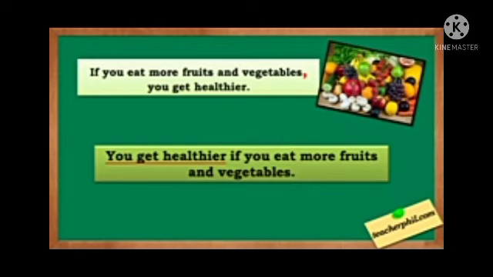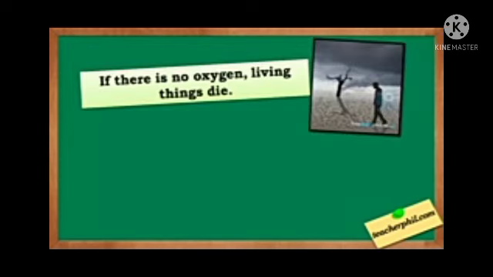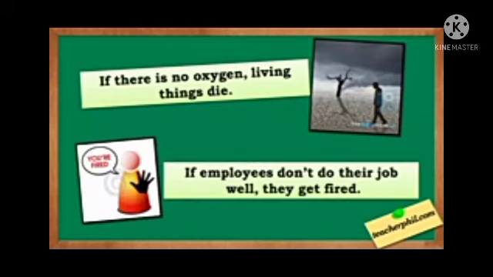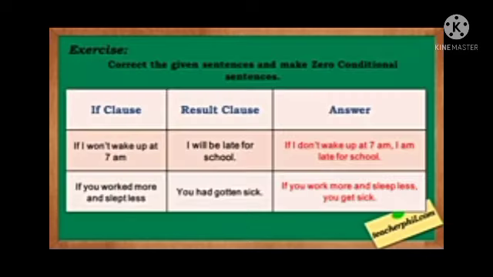You get healthier if you eat more fruits and vegetables. So here we have put the result first: you get healthier. See another example: if there is no oxygen, living things die. See the second example: if employees don't do their job well, they get fired. Now see other examples with the if clause, result clause, and then the answer.